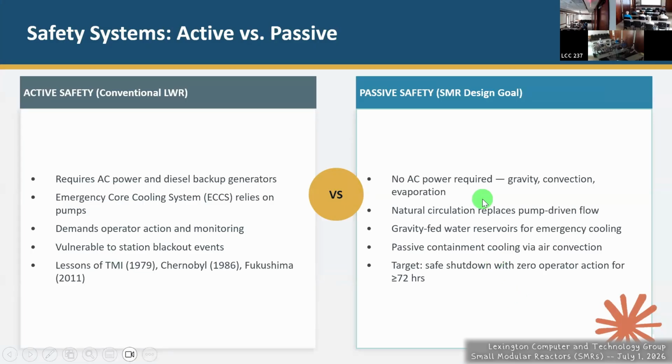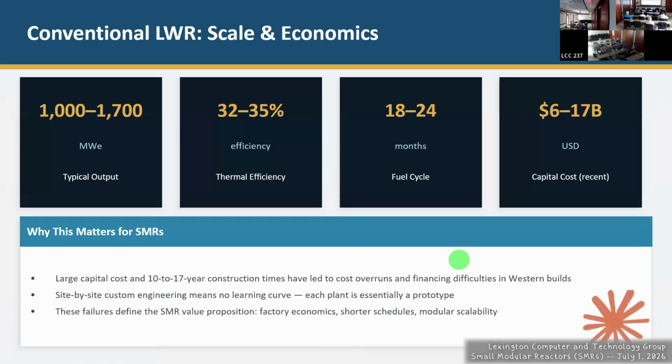With the SMRs, no electrical power is needed for its safety. It uses natural circulation, not pump-driven flow, to remove heat. Gravity-fed reservoirs rather than electrically driven pumps. Passive containment using cooling air convection. And the target is for them to shut down safely for 72 hours, to give people time to get in and take care of them if there's a problem.